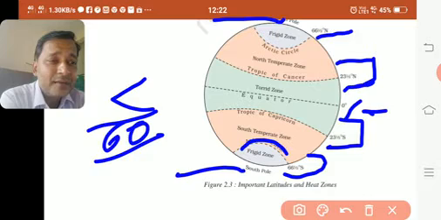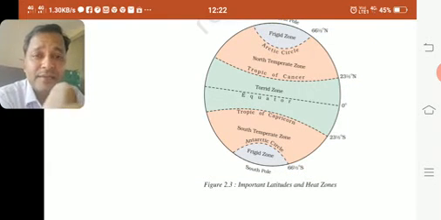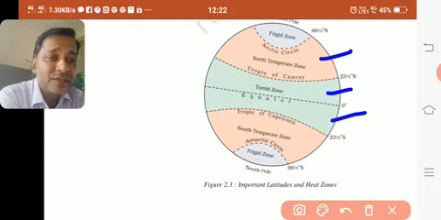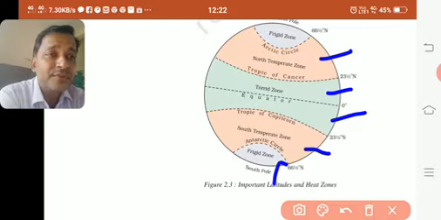Now, further thing, can you see here? I'll just try to show you. Can you see the zones here? This is the North Temperate Zone. This is the Torrid Zone. This is the South Temperate Zone, and this blue colored one is called the Frigid Zone.